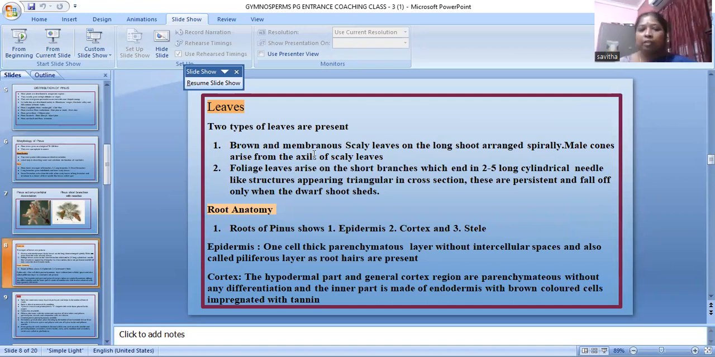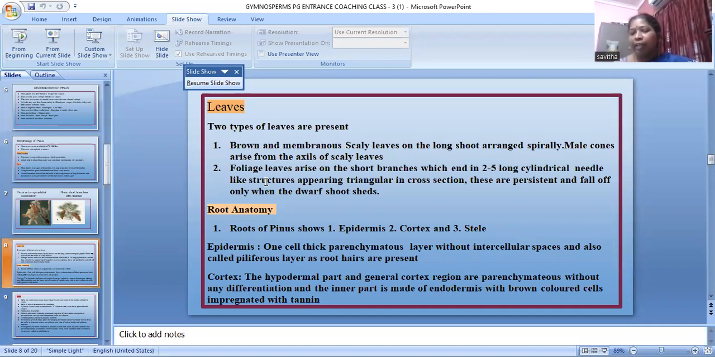So these leaves are of two types, scaly leaves and foliage leaves. Scaly leaves are brown in color and membranous, and they are present on the long branches. They are arranged spirally. Foliage leaves arise on the short branches, which end in 2 to 5 cylindrical needle-like structures. They appear triangular in cross section. These are persistent and fall only when the dwarf branches shed.